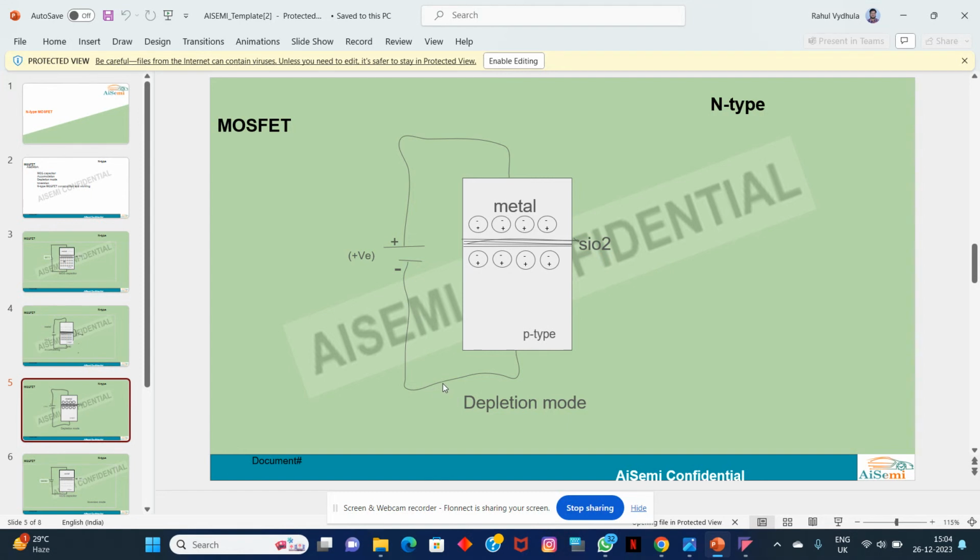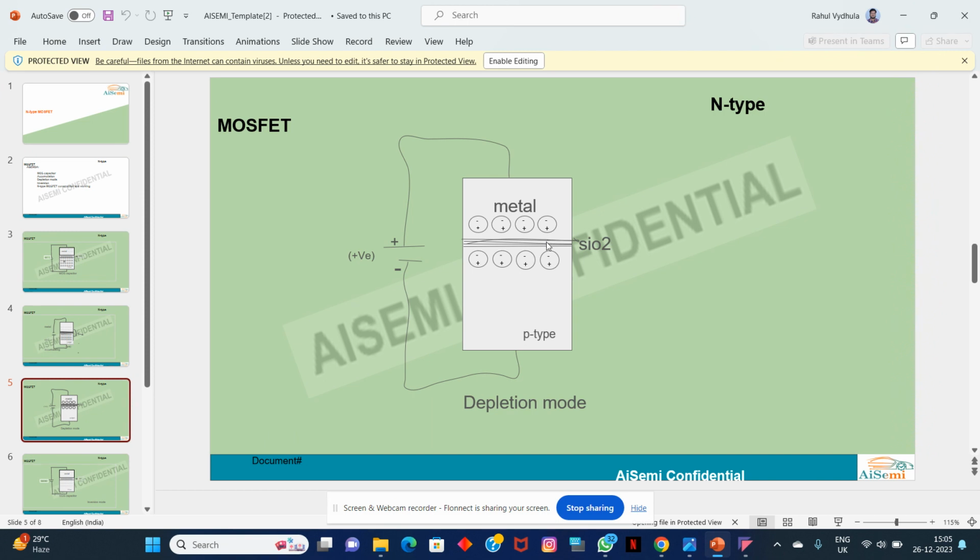Depletion. Here we apply positive voltage to the metal. In the metal we have electrons, that means negative charge. This positive and this negative will attract each other. In the P type, the majority charge carriers are the holes. The P type, positive, and the negative will attract each other. Negative ions attract towards the holes.